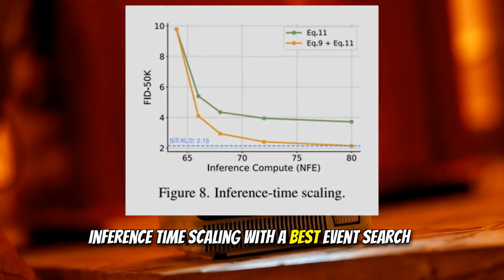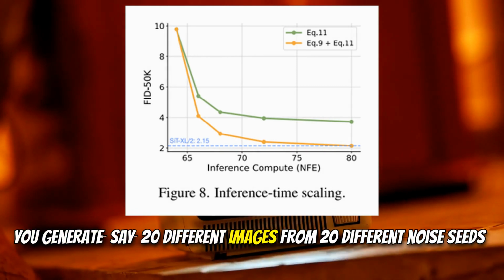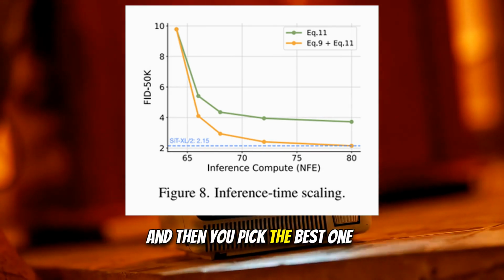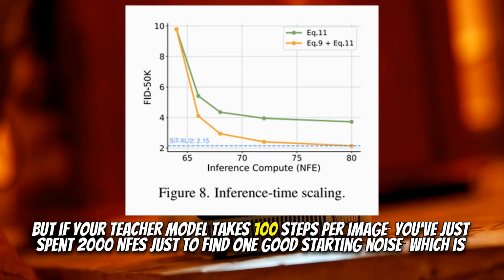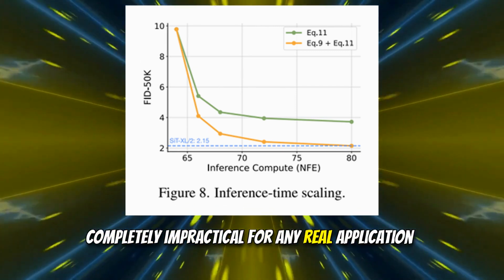Okay, let's talk about the big practical payoff, because this is a game changer for actually using these models. Inference time scaling with a best-of-n search. Right. So to get the absolute best image quality, people often do a best-of-n search. You generate, say, 20 different images from 20 different noise seeds. And then you pick the best one. But if your teacher model takes 100 steps per image, you've just spent 2,000 NFEs just to find one good starting noise. Which is completely impractical for any real application.